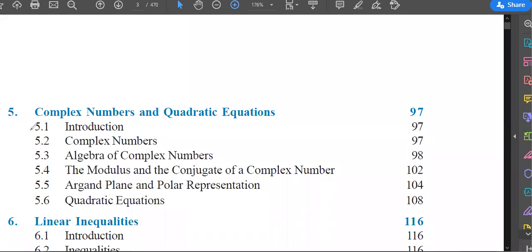These topics. First is introduction: what is complex number? Then algebra of complex number, modulus and conjugate of complex number, and then quadratic equations. We have already studied these 5 topics. And this 5th topic, we have actually studied that also, but not in complex number, in vectors.